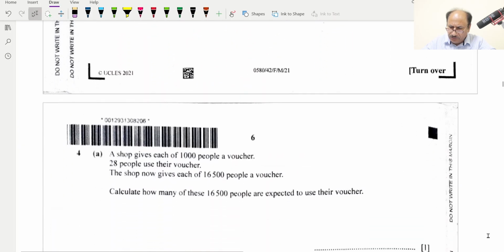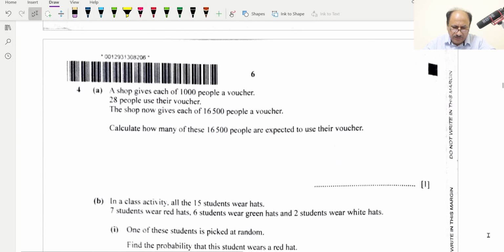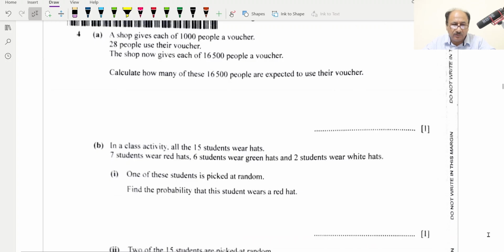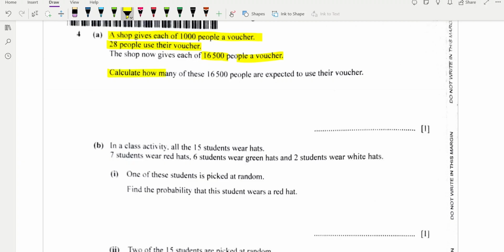Next part, we can move to question number 4. Question number 4: a shop gives each of 1000 people a voucher. 28 people use this voucher. So the shop gives each of 16,500 people a voucher. Calculate how many of these 16,500 people are expected to use this voucher.